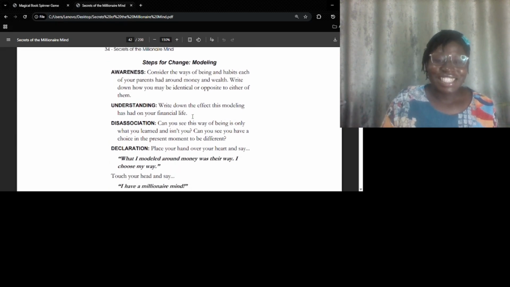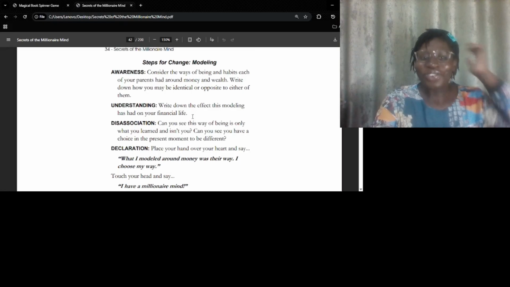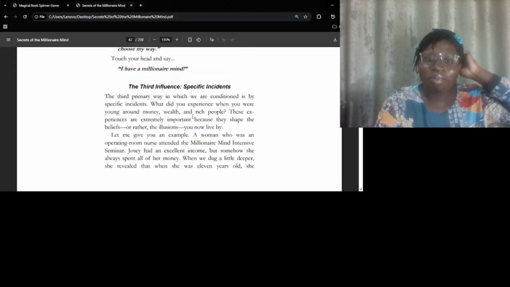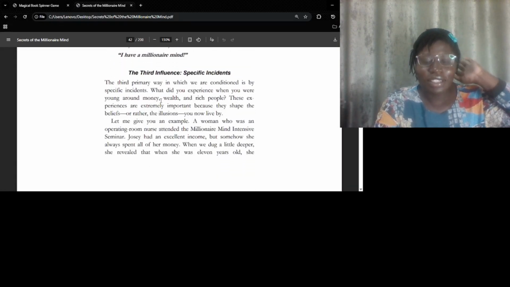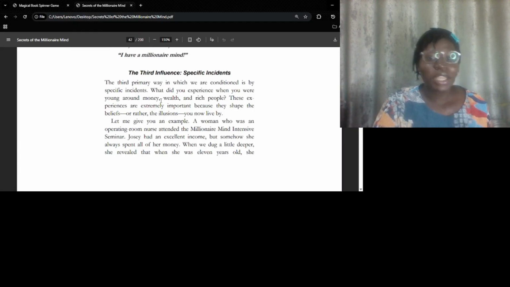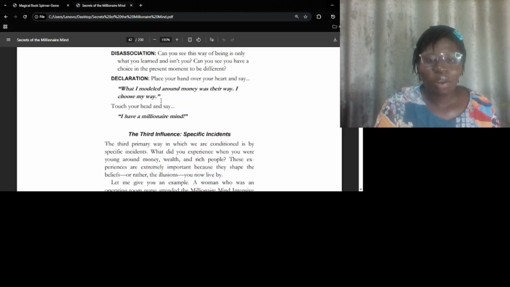But let's get insights from this book. I really do agree so much with this. It still relates to what we said in the previous page. Your experience around money in the past really affects your current experience with money. But there is an opportunity to change.